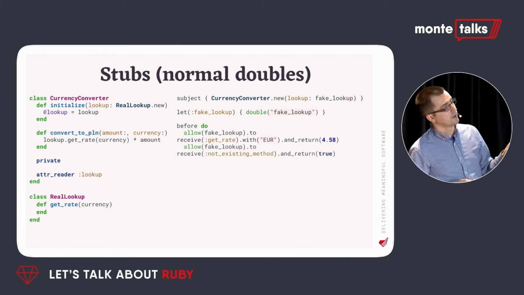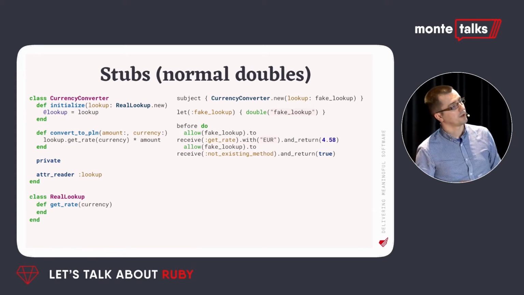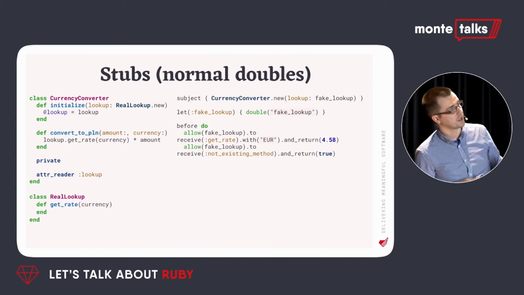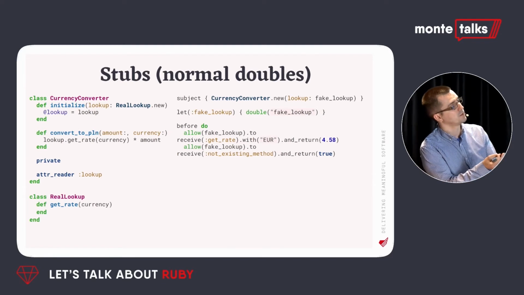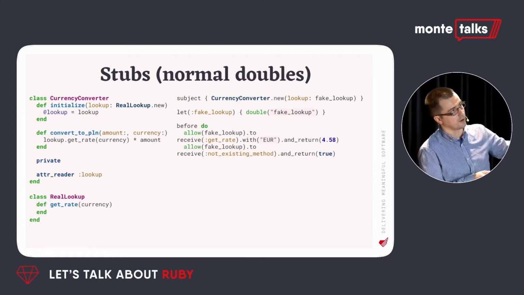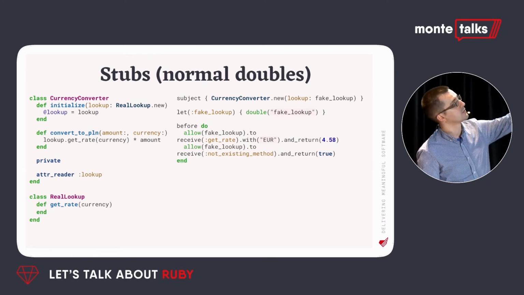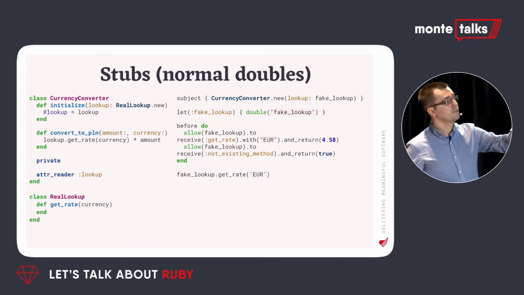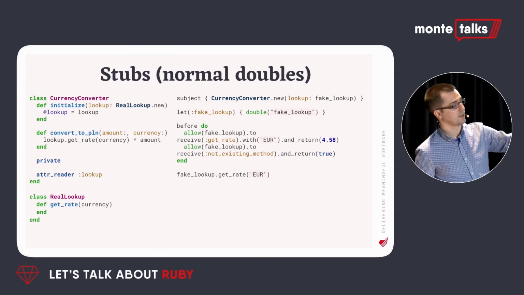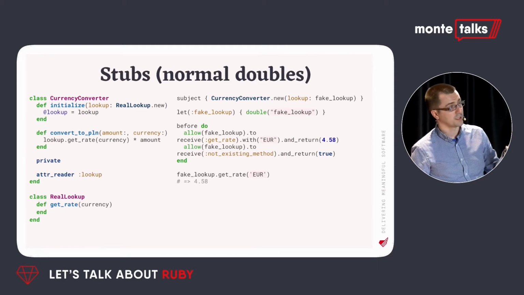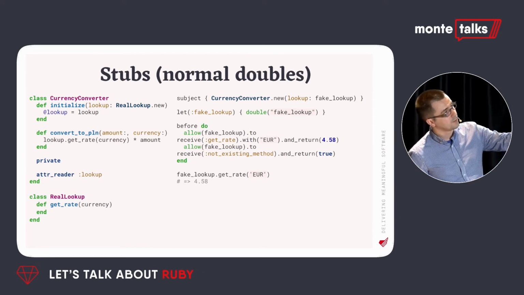We can also allow the fake lookup to receive a method which is called a non-existing method and return true. It's allowed because we use a normal double here, right? We use this double instead of the real object, right? It should be enough to test the logic of the currency converter. Everything so far went fine. If somewhere in the code we invoke getRate on the fake lookup instance with parameter euro, basically it returns 4.58 as we expected, because we defined it in the before section.